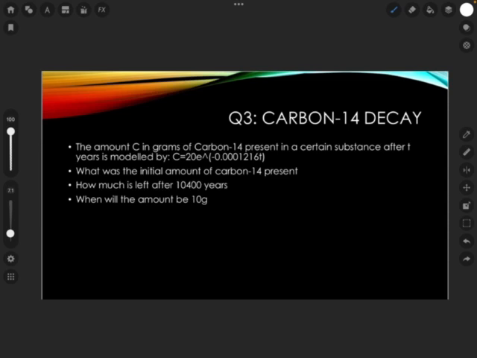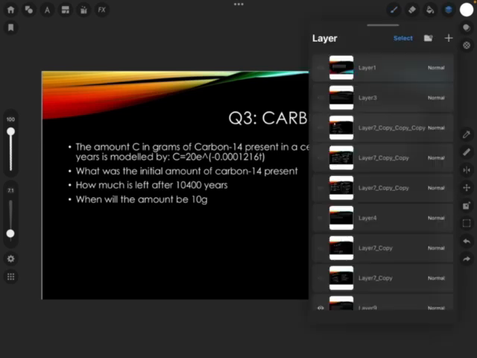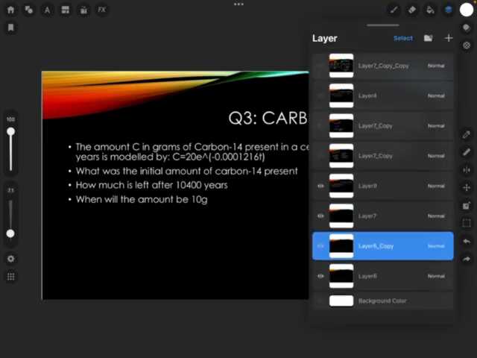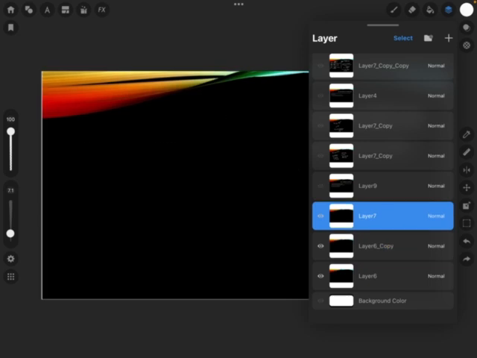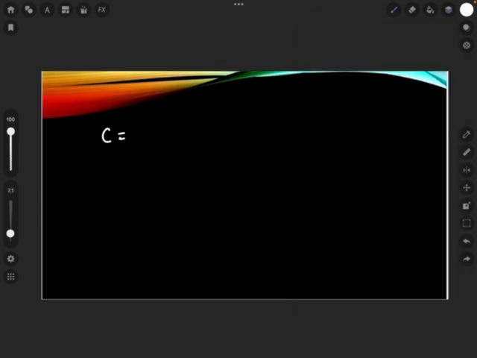It's modeled by C, for carbon, equals 20e to the power of negative 0.0001216t. So we're just doing that. Showing the equation here: C equals 20e to the negative 0.0001216t. They want to know what the initial amount was.